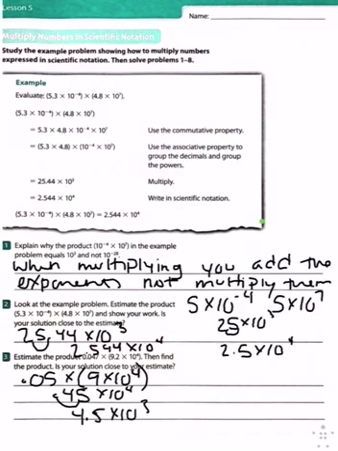If you multiply the numbers straight out in a calculator, you would end up with 0.423 times 10 to the 4th. Move the decimal back and get 4.23 times 10 to the 3rd.